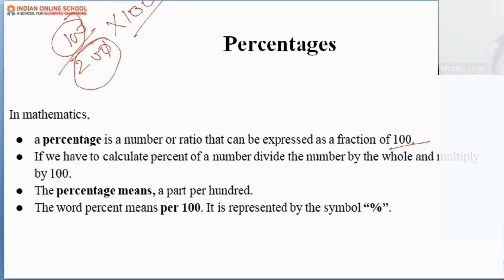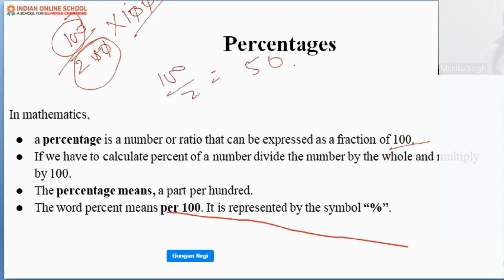So what will we get? We get 50%. Got it, everyone? Show me a thumbs up if you got it.